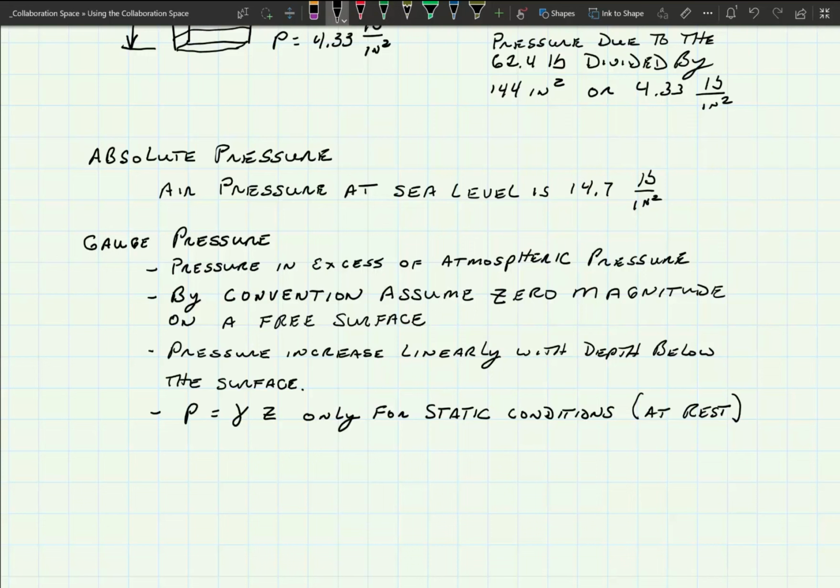Now, if you find a situation where the body of water is at rest, let me know. It's stagnant and things have died. And it's probably turned green and ugly. Okay.